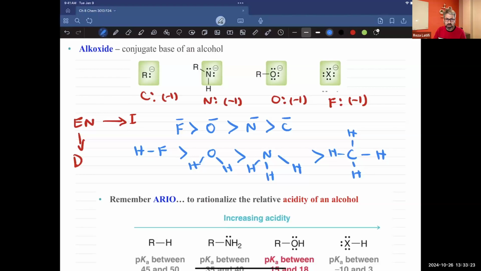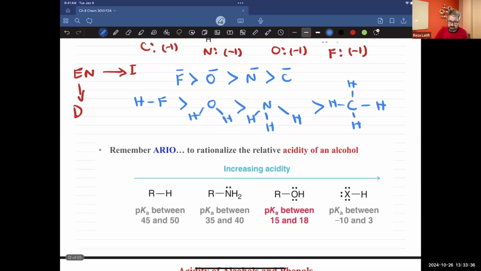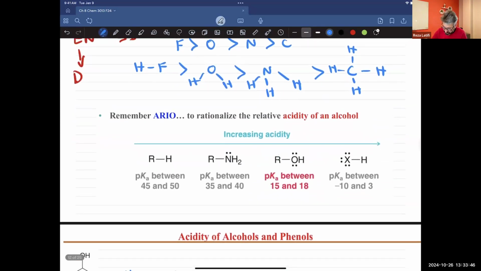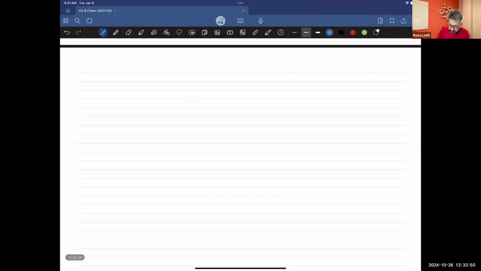Now, we said anything that stabilizes the conjugate base will increase the acidity. Anything that stabilizes them will increase the acidity. And that's going to be the nature of the atom by itself. If your atom is more electronegative, is more capable of handling the negative charge, the acidity will go up.